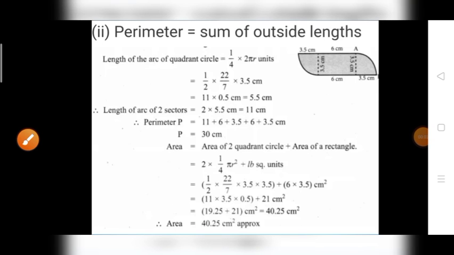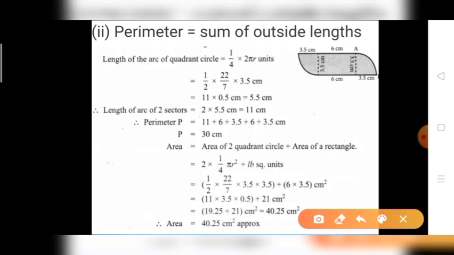The next, second one: perimeter is equal to the sum of the outside lengths. The length of the arc of the quadrant circle, this one is a quadrant. Quadrant means 1 by 4 into 2 pi r units. Cancel the 2 table, 1 2s are 2, 2 2s are 4. Then half into pi value 22 by 7, r value 3.5 centimeter. Cancel the 2 table, 1 2s are 2, 11 2s are 22. Again cancel the 7 table, 1 7s are 7. 0.5 sevens are 3.5. Then 11 into 0.5, the answer is 5.5 centimeter.